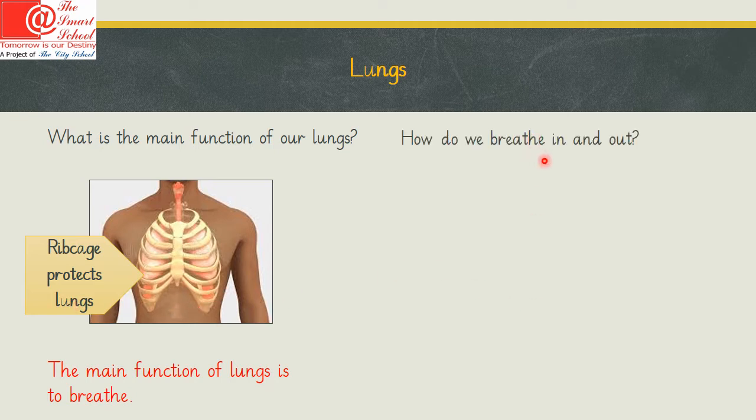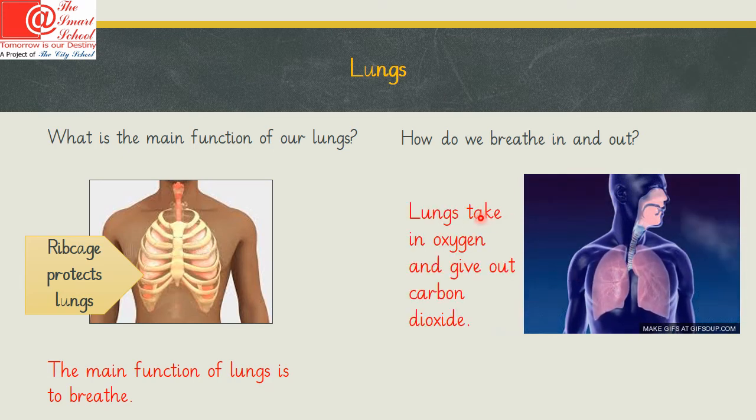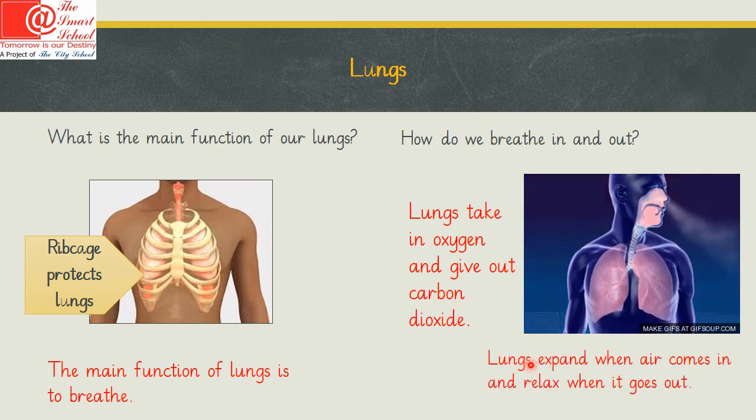How do we breathe in and out? The functions of the lungs can be studied through this picture. When we breathe in, the lungs expand. When we breathe out, the lungs relax, just as shown in this picture. Lungs take in oxygen and give out carbon dioxide. When we breathe in, we take in oxygen with us. And when we breathe out, we give out carbon dioxide. Lungs expand, as you can see, when the air comes in, and they relax when the air goes out.